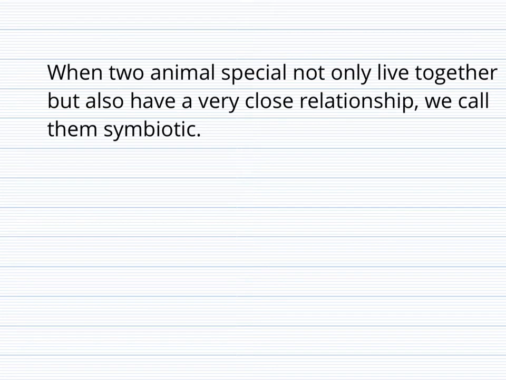So let's read our sentence here. When two animal species, this should be species typo, not only live together, but also have a very close relationship, we call them symbiotic. So find the correlative conjunctions. We have not only and but also.